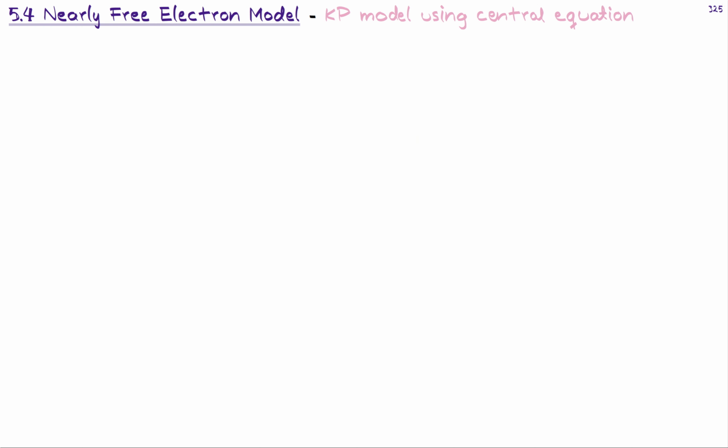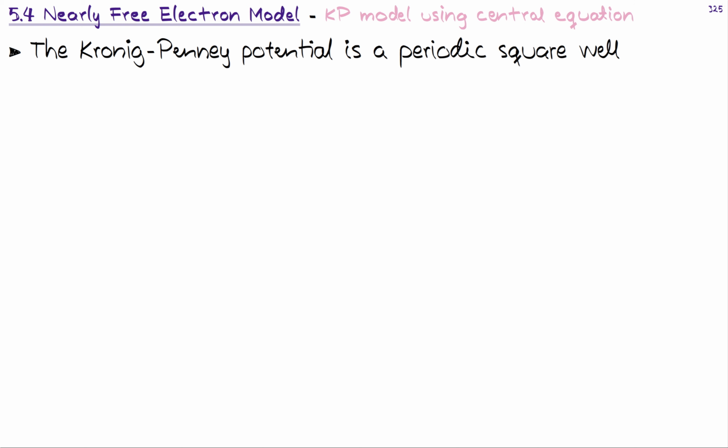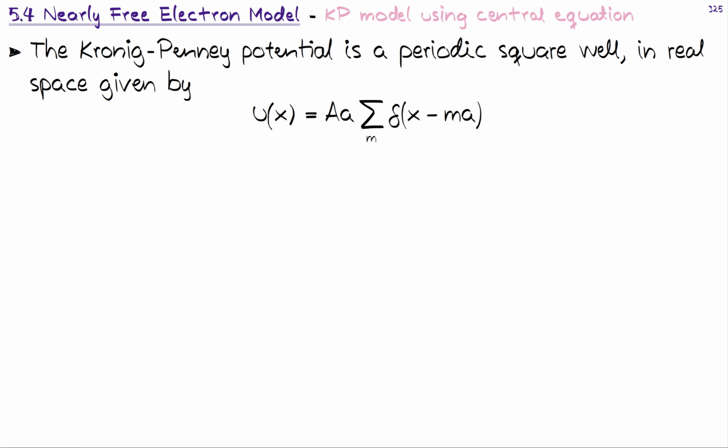Let's now describe the periodic square well potential in real space. It would look like a capital A times small a, and we sum over Dirac delta functions of x minus ma. So every once in a while we have a very large potential where the amplitude of the potential is capital A. This is the functional form of our periodic square potential, provided that the width of the potential well is extremely narrow.